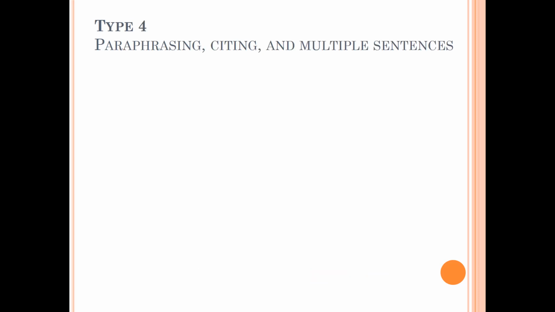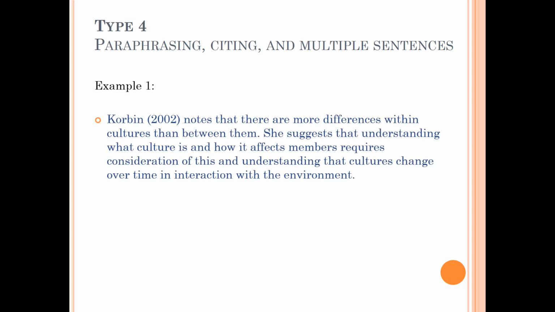Not plagiarism. Okay, let's move on to type 4, paraphrasing, citing, and having multiple sentences. So this is similar to what we were just talking about, except instead of one sentence of paraphrasing, we have multiple. So let's say I take that original paraphrase and I split it up into 2 sentences. Corbin notes, 2002, notes that there are more differences within cultures than between them. She suggests that understanding what culture is and how it affects, etc. Is this plagiarism?